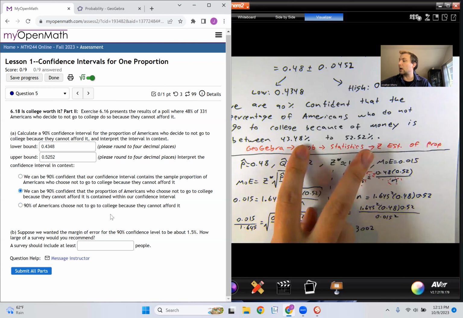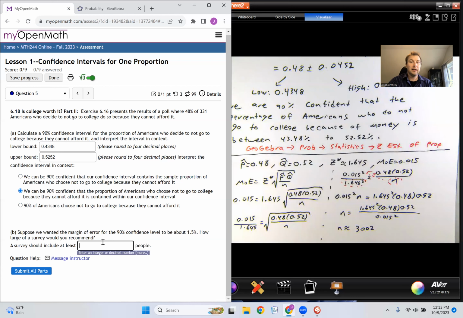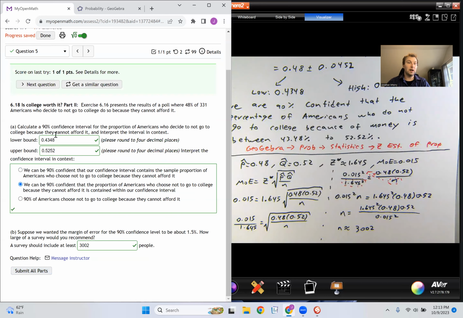90% isn't the value we're confident about. We're really confident about this interval, this 43 to 52. And for the number of people that we had to get, we got 3002. So this is what I have for my answers here for this question inside of MyOpenMath. And when I check, I get green, green, green all the way down.